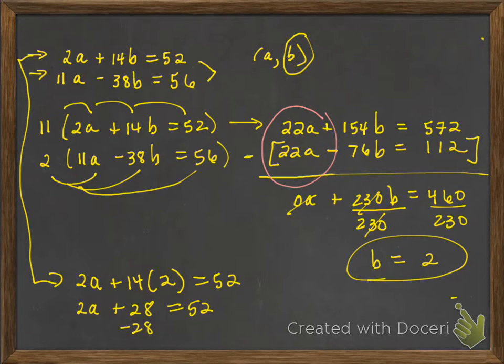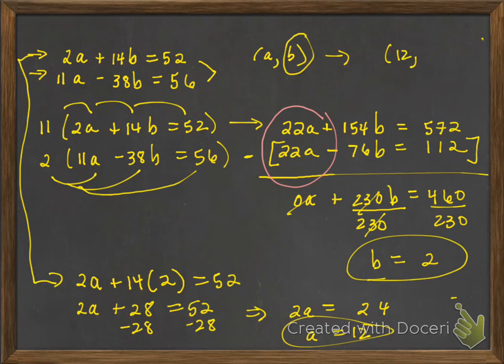Now you subtract 28 from both sides. Let's come over here. 2a equals, what is that, 24? Yep. Divide now by 2 and you get a is 12. So that means your solution should be 12, 2. Now, I would plug that a and b into both of those equations just to check your work.